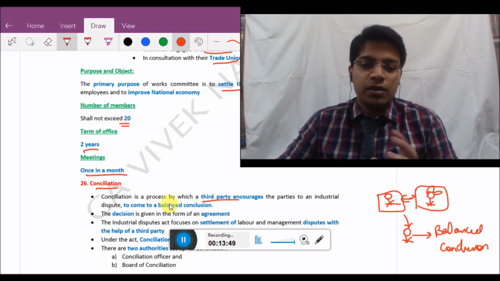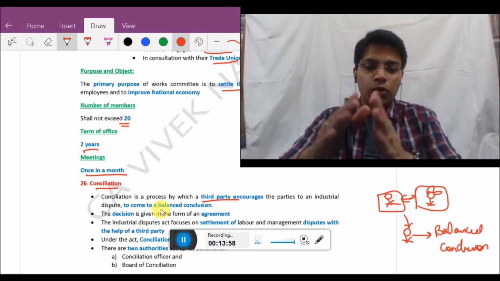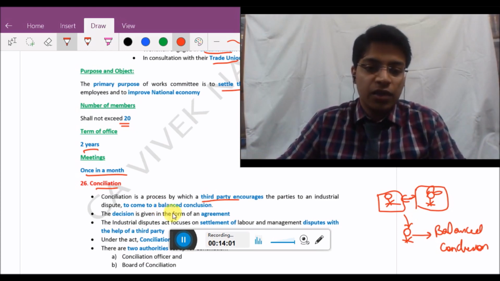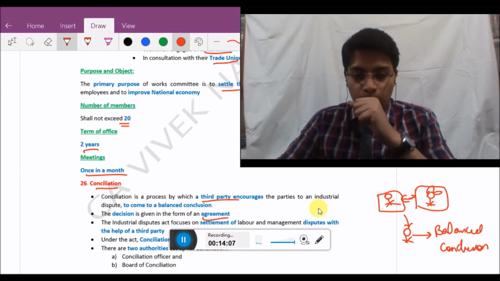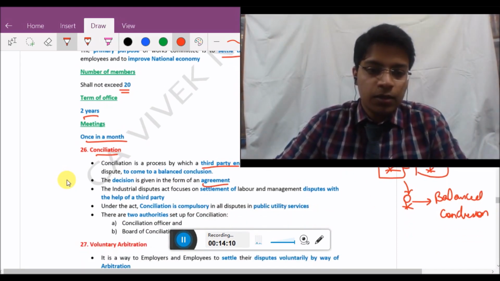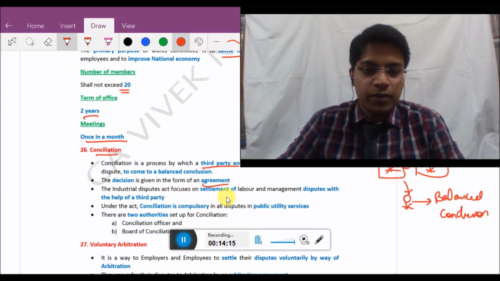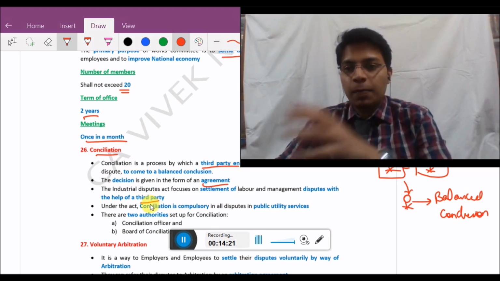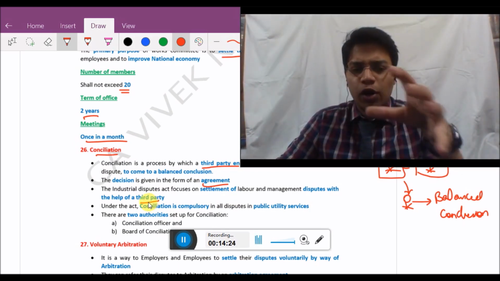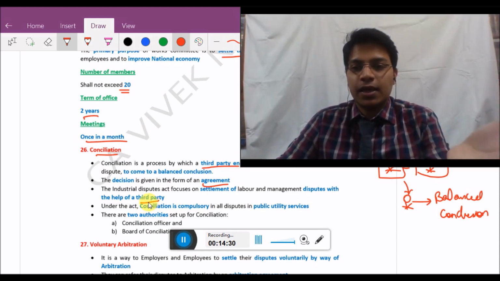So conciliation is a process. It is like an arbitration. Conciliation is a process by which a third party encourages both the parties to an industrial dispute to come to a balanced conclusion. The decision is given in the form of an agreement. He prepares an agreement with both these parties. The Industrial Disputes Act focuses on settlement of labor and management disputes with the help of a third party. The entire Act focuses on a third party coming and settling the disputes. Even in normal cases we find this. If two friends are fighting, a third friend comes and settles the dispute between them. This is exactly like that.